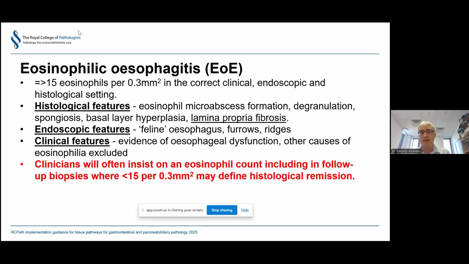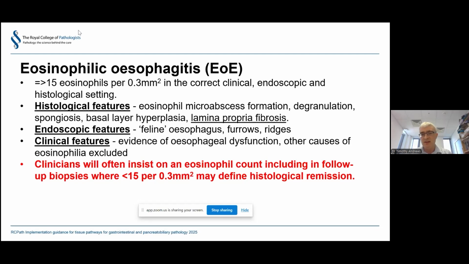Eosinophilic esophagitis is another area that I've chosen to highlight, and I suppose it's because of this business about should you be counting things in biopsies, and I think the answer for eosinophilic esophagitis is yes, we should. With the current definition being a requirement of 15 or greater eosinophils per 0.3 millimeters squared, remembering that has to be in the correct clinical, endoscopic, and other histological features setting.